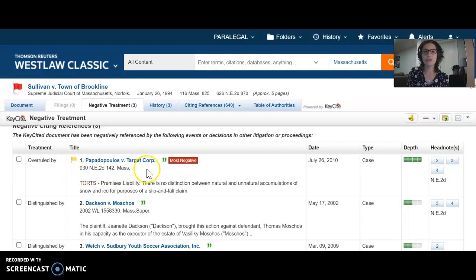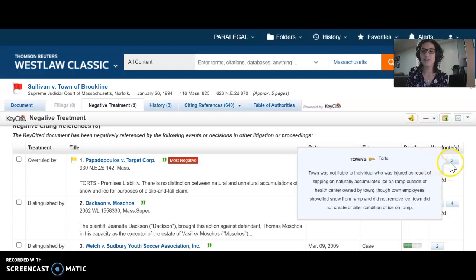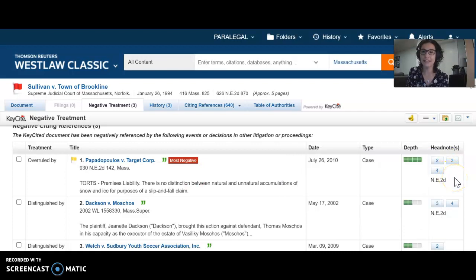But look over here to the far right. I pointed this out in class also. See the numbers that say headnotes? These headnote numbers refer to the headnotes in Sullivan that are now being addressed in Papadopoulos. I'll say that again. These are headnote number 2, headnote number 3, and headnote number 4. And down here you see headnotes 2 and 3 and 4. These are the headnotes in Sullivan that have been overruled. These are the points of law that are overruled in Papadopoulos.